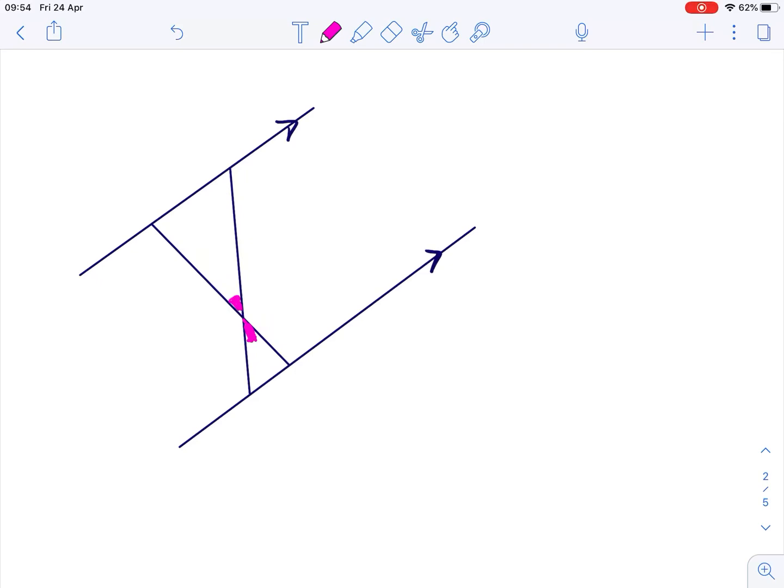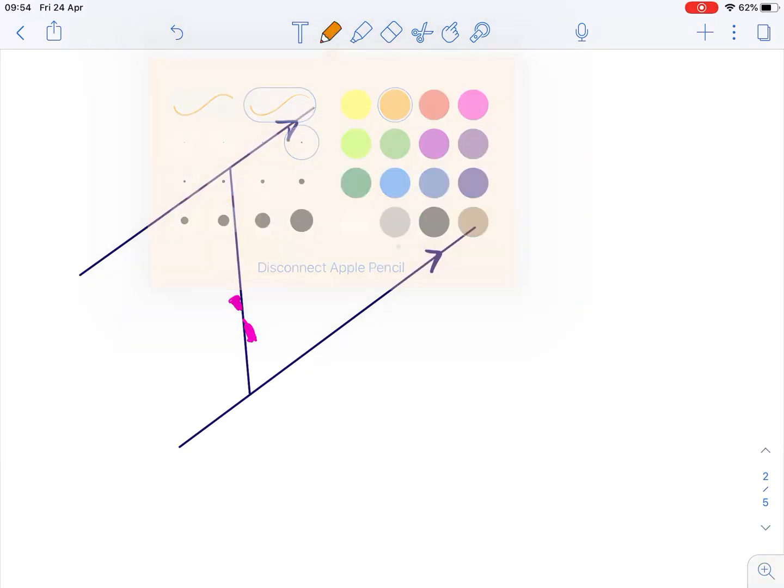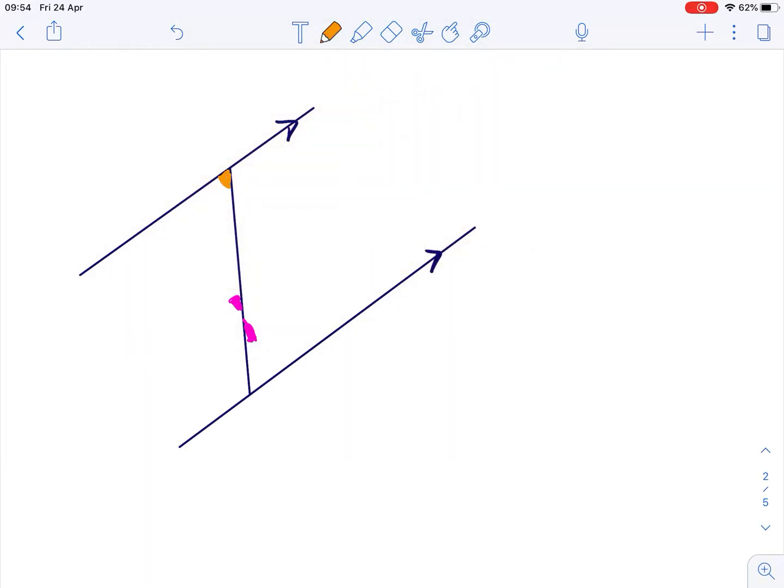Well, hopefully you can see a little bit clearer if I get rid of one of these lines. So if I label this angle at the top orange, we could also say this angle at the bottom left is also orange because they are alternate angles, and alternate angles are the same.